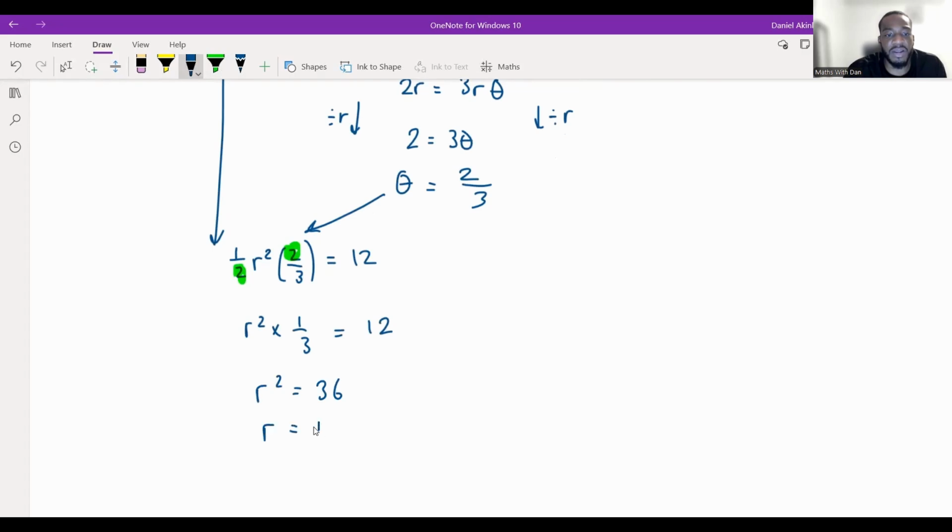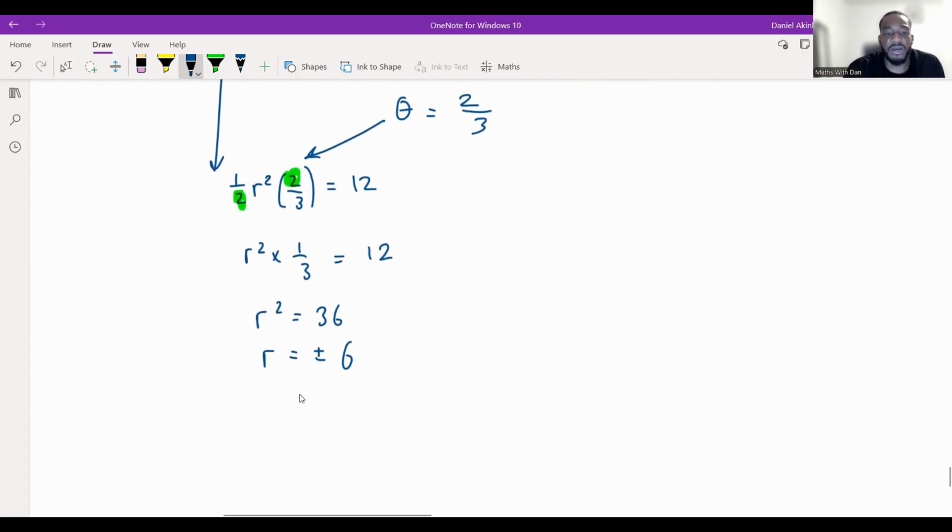So therefore, r is equal to plus or minus the square root of 36, which is 6. However, r represents the radius. That can only be positive. So therefore, r is just equal to 6. And that's it. That'll give us all the marks.